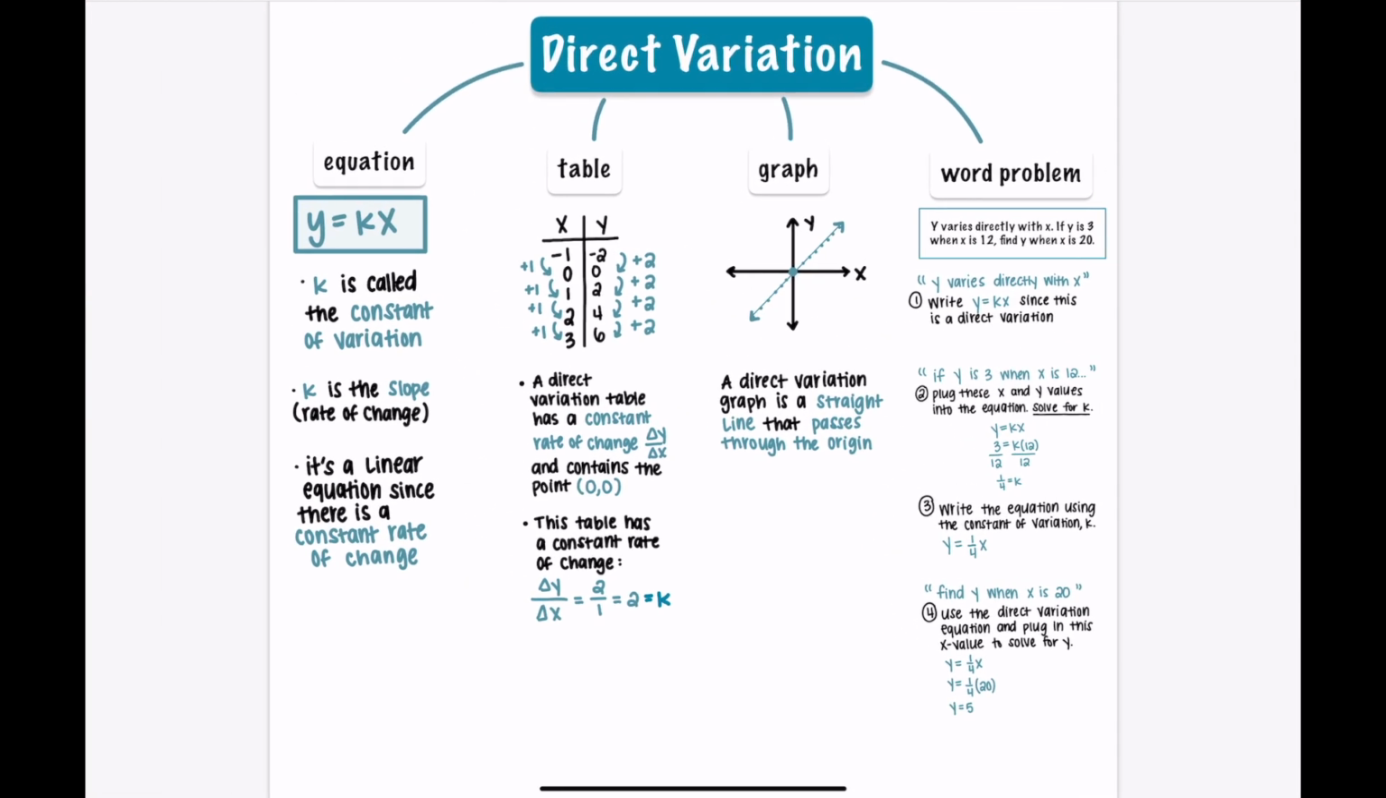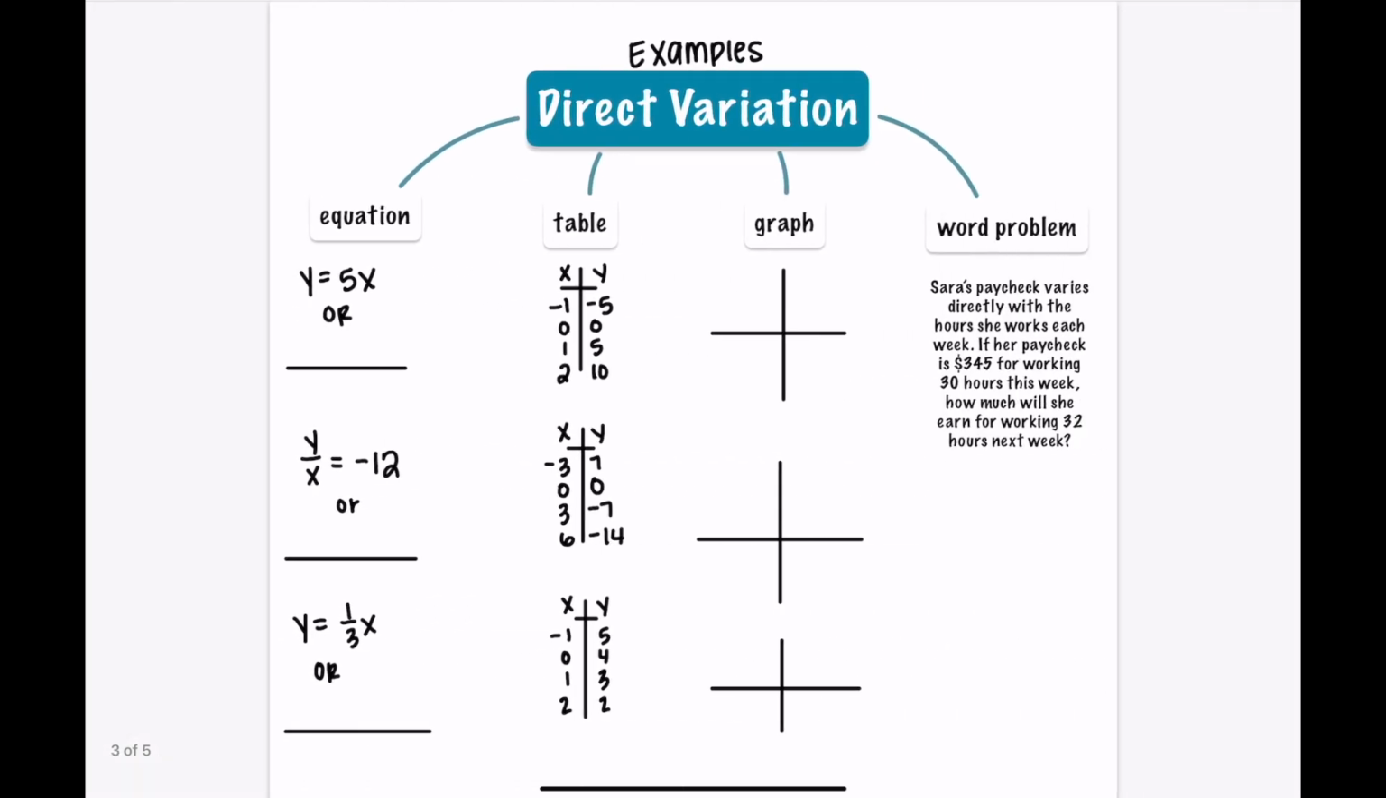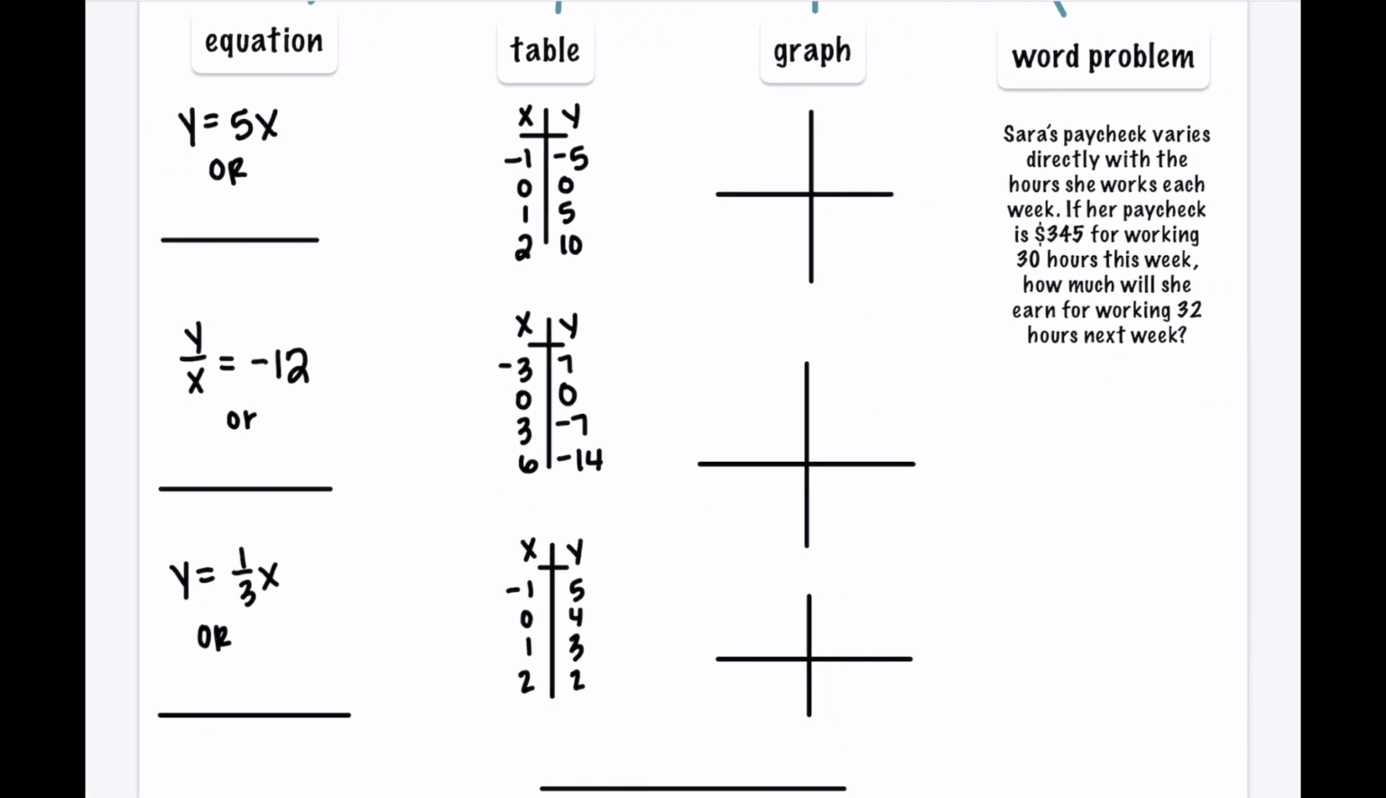All right, let's look at a few more examples. We're going to start with the equations over on the left. Anytime you have Y equals a number times X, that is a direct variation. As long as you can write it in that form, it's a direct variation, but you might see it written in a different form that is equivalent. So Y equals 5X, that's a direct variation, or you may see it written as Y over X equals 5. Well, where did that come from?